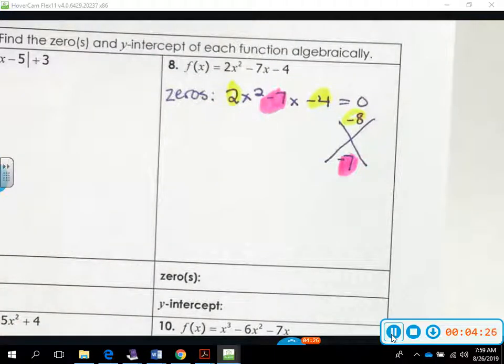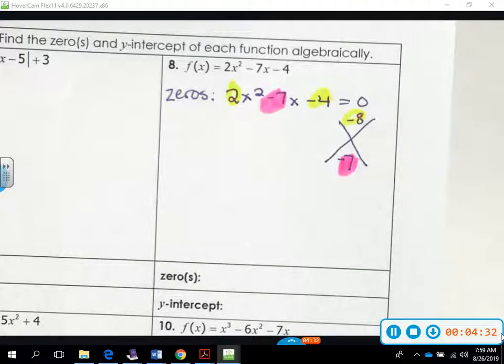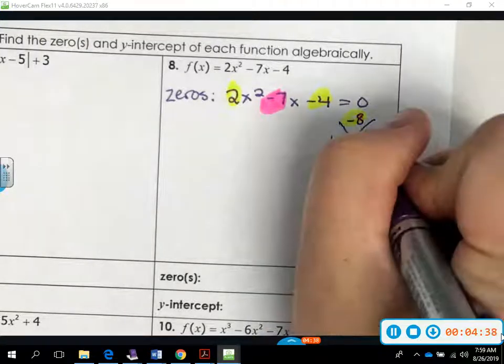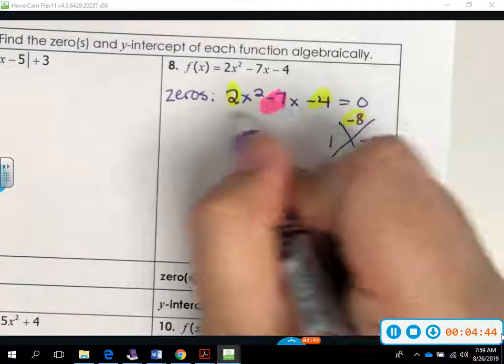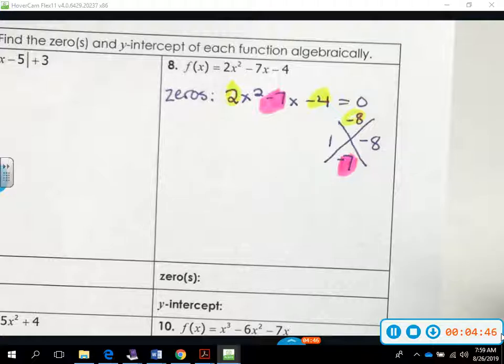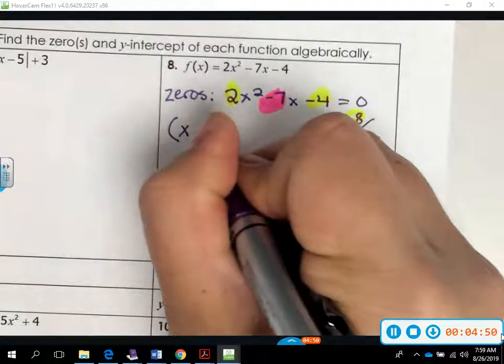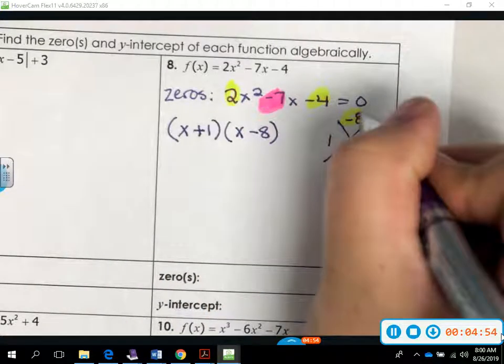Okay. All right. And now we have to find factors of -8 that combined give us -7. Anybody? 1 times? Perfect. 1 times -8. So I would write this as, so 2x squared minus 7x minus 4 can be factored to x plus 1, x minus 8. It's still equal to 0.